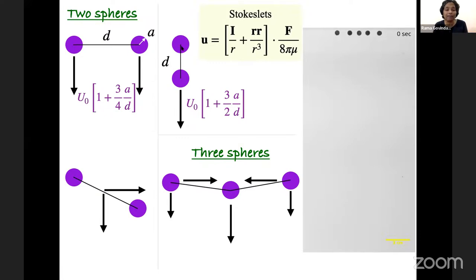Now, if the two are vertically placed, again, there's a faster velocity than before. And in fact, it's even faster when it's vertical than when they're placed side by side. So the extra velocity that you get is twice that of when they're placed side by side. Now, this is the interesting case for us, which we're going to keep referring back to.